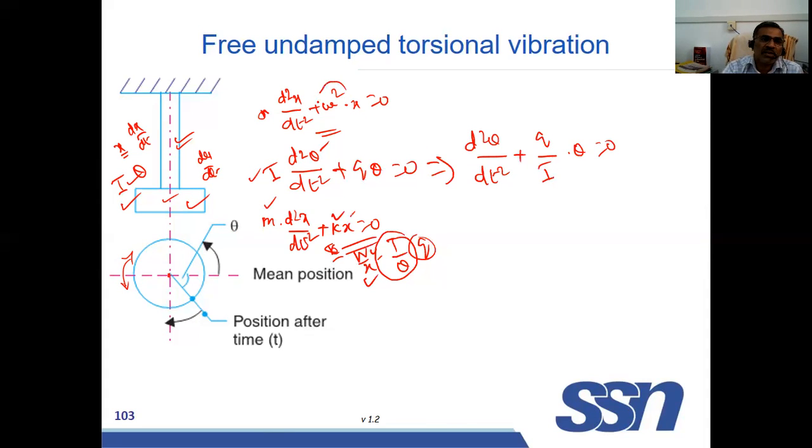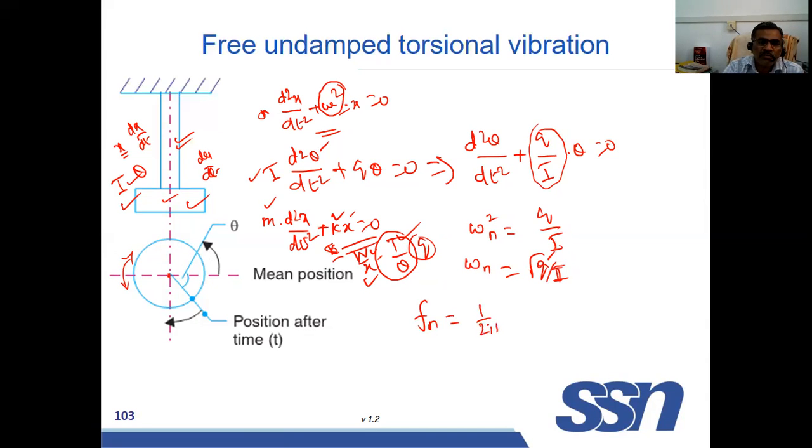So now you can compare this one and this one. Instead of omega, you take omega n, that is circular frequency. Omega n square is equal to q by I. Then omega n is root of q by I. Here q is equal to T by theta, torque by theta. I is the mass moment of inertia. If you write in terms of Fn, that is 1 by 2 pi into root of q by I.